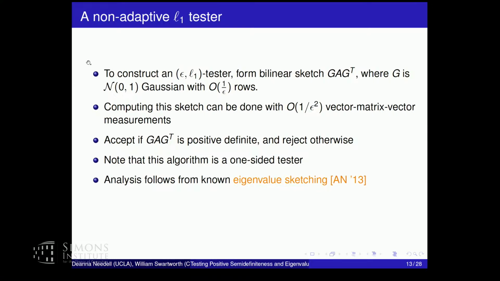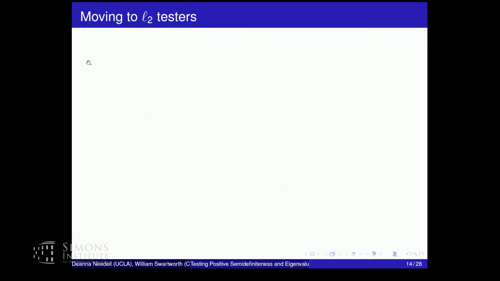This has the nice property of being a one-sided tester, meaning that when the input is PSD, it always returns PSD. And this is also optimal. I won't say why. Okay, so that's for p equals 1.